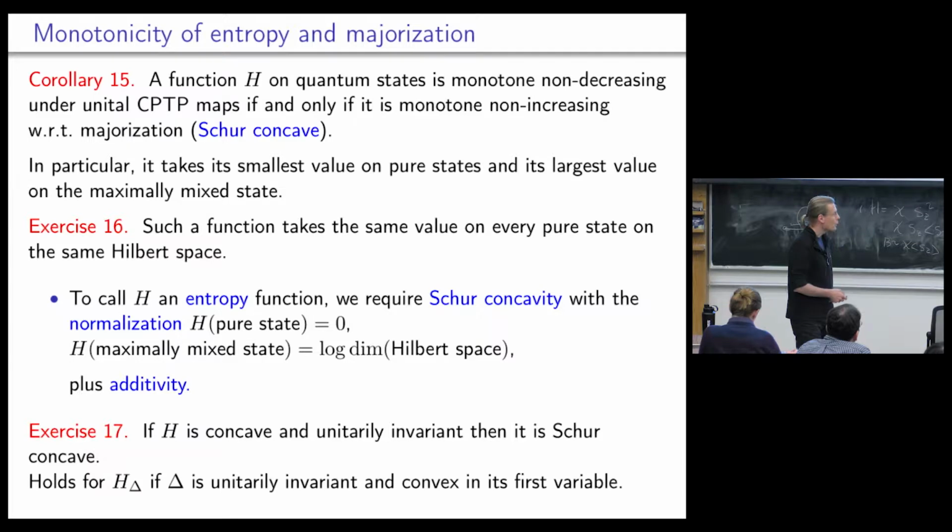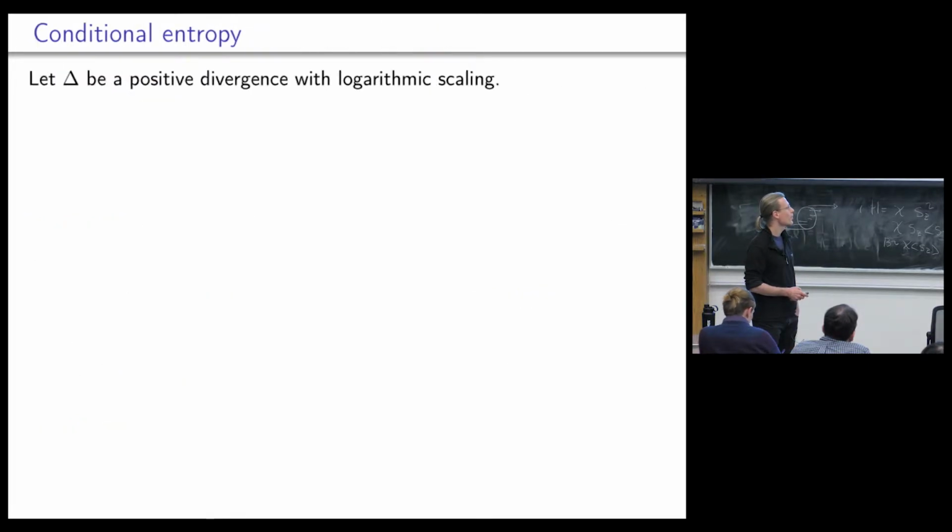And why is this Schur concavity called concavity? What does it have to do with concavity? It turns out that if a function is actually concave and unitarily invariant, then it is also Schur concave. But it's not true in the opposite direction. And if you start with a divergence that is unitarily invariant and convex in its first variable, then the corresponding entropy is going to satisfy this concavity property. So this was entropy. This was probably the easiest concept that we derived from a generalized divergence.